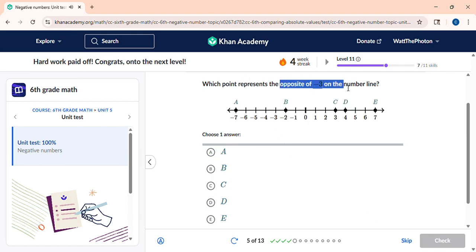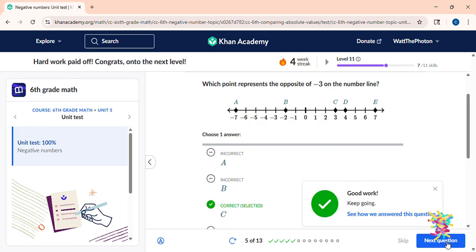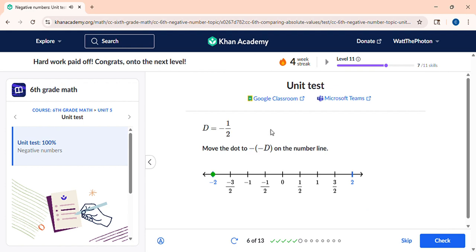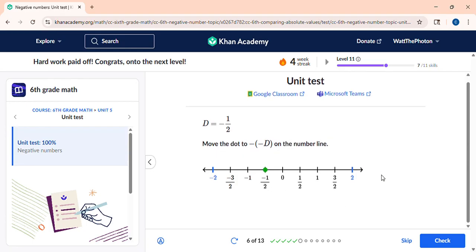What represents the opposite of -3? So that'd be +3. So we have C. C. There we go. D is equal to -2. So negative, so that's +2. And then we do another negative. That's -1/2. Also, these negatives cancel, so you just get straight up -1/2.